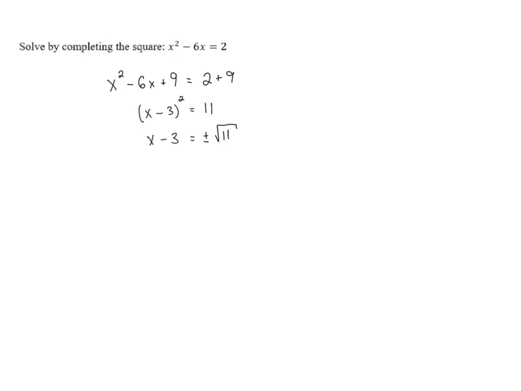Now, one more step to getting x alone is to get rid of that 3. So we're going to add 3 to both sides of the equation. This gives us x on the left-hand side, and 3 plus or minus root 11 on the right-hand side. And this is our final answer. X equals 3 plus or minus the square root of 11.